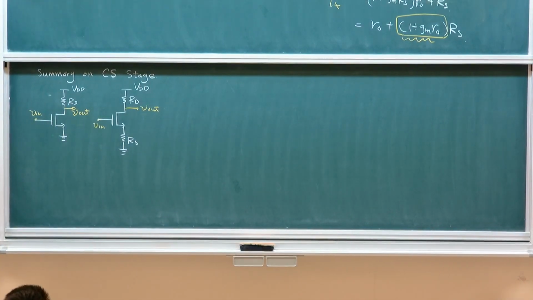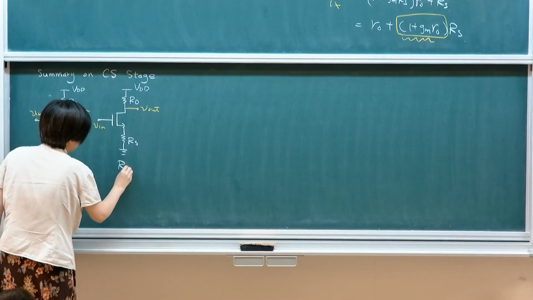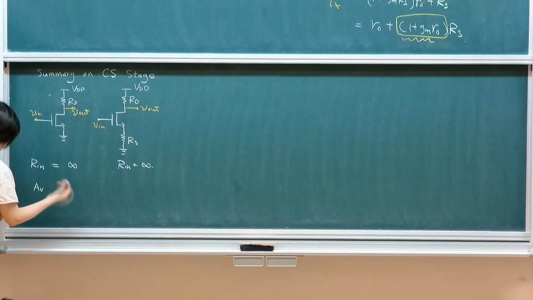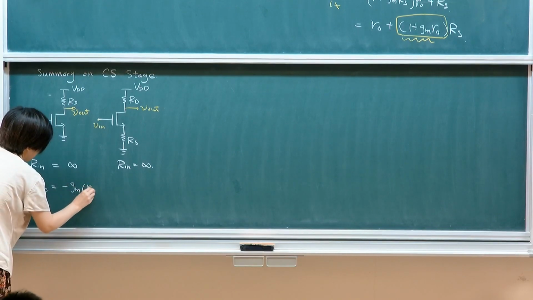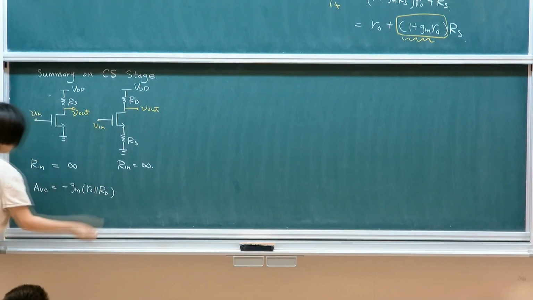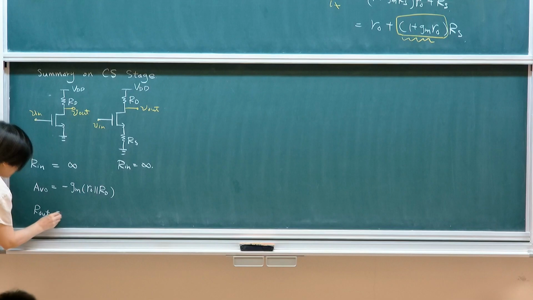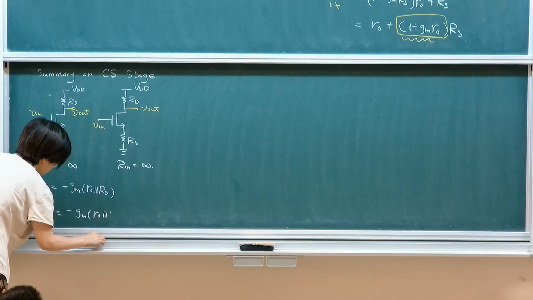For both cases, because input resistance is very simple, Rin equals infinite. This is Rin equals infinite. In the case on the left, there's no source resistance, therefore your gain is basically minus GM, and you can include RO easily. If you want to ignore it, it's fairly simple. So it's minus GM (RO in parallel with RD), right? And your output resistance on the left is fairly straightforward. It's RO in parallel with RD.